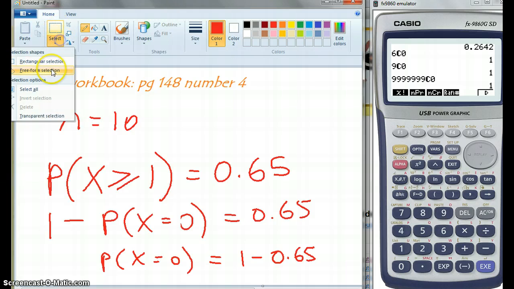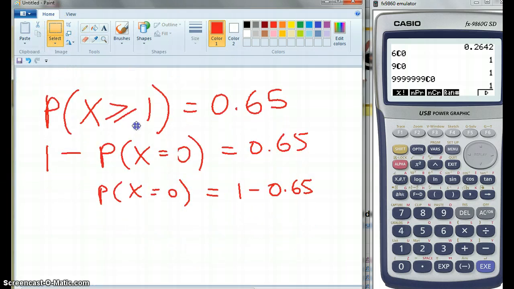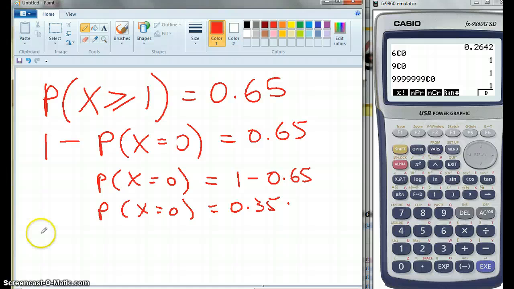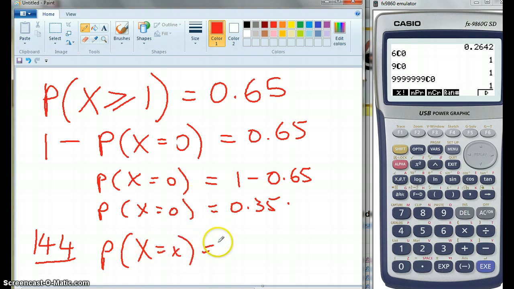And we can remember that n is 10. So we've got the probability of x equaling 0 equaling 0.35. This is where you need to go back in the book, 1 page, 2 pages, 3 pages to page 144, and you have got the probability of x equaling x equals nCx pi to the x times 1 minus pi to the power of n minus x.